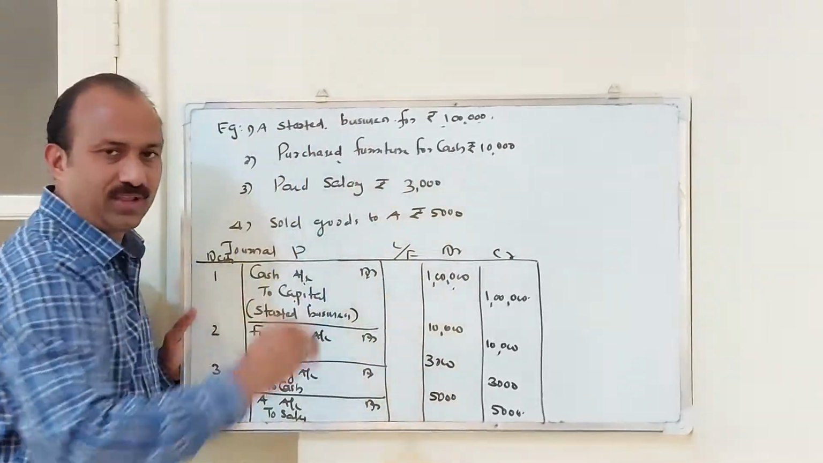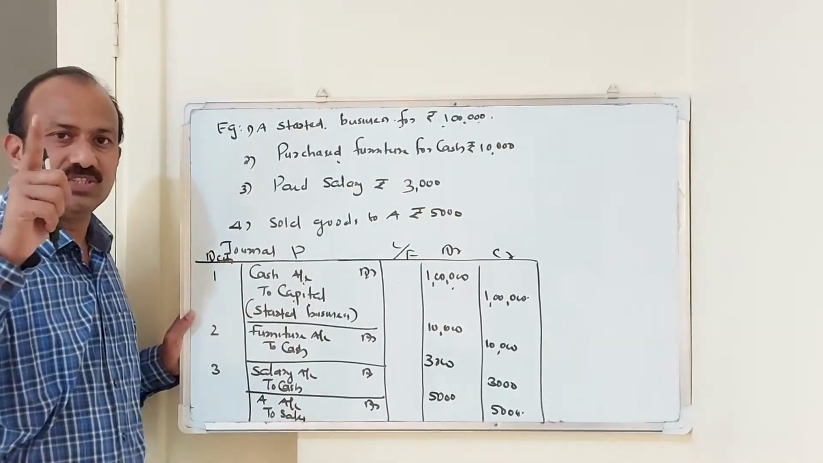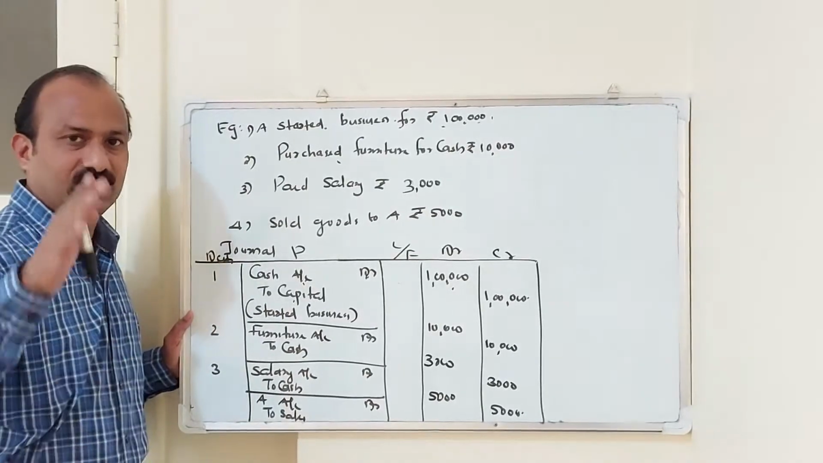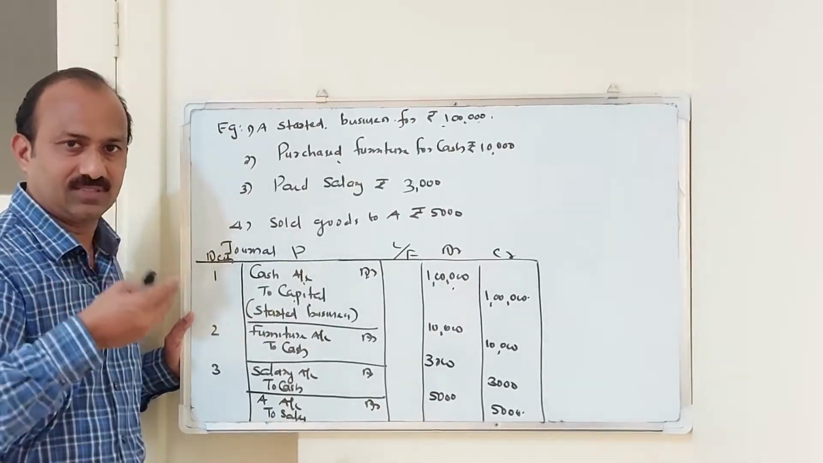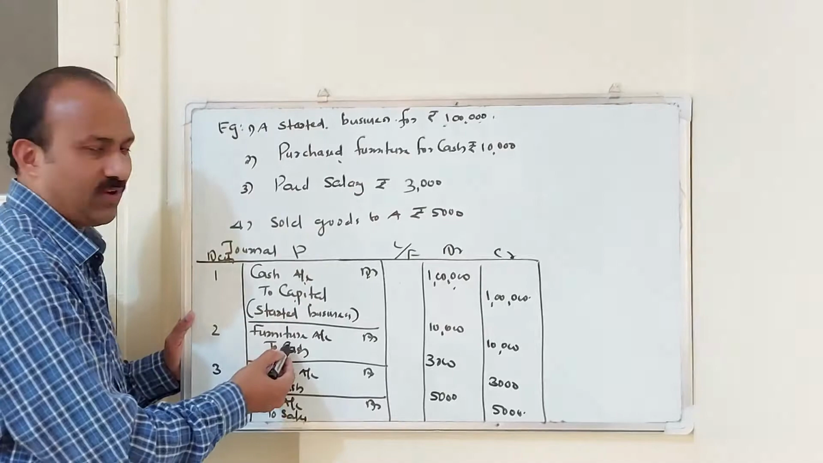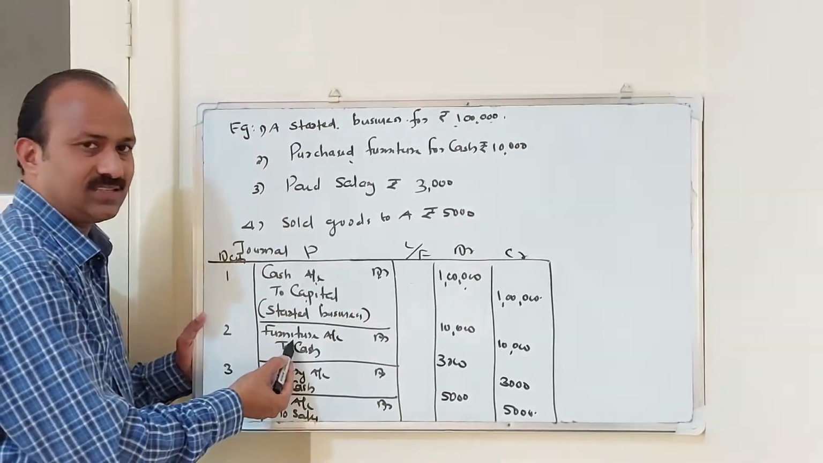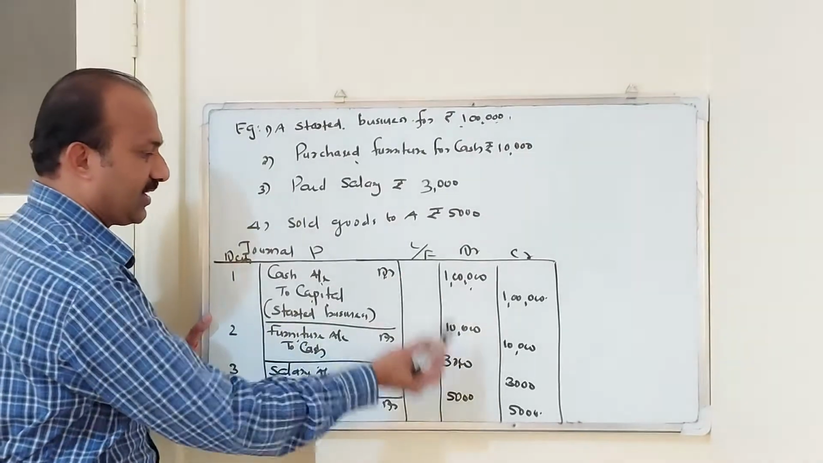Purchased furniture for cash. The 2 aspects are furniture and cash. Furniture is real and cash is also real. What is the rule of the real account? Debit what comes in. What is coming into the business? Furniture. Or the modern approach says the asset is increasing, so it is debited. Therefore, furniture is debited and cash is credited. You can write like this.